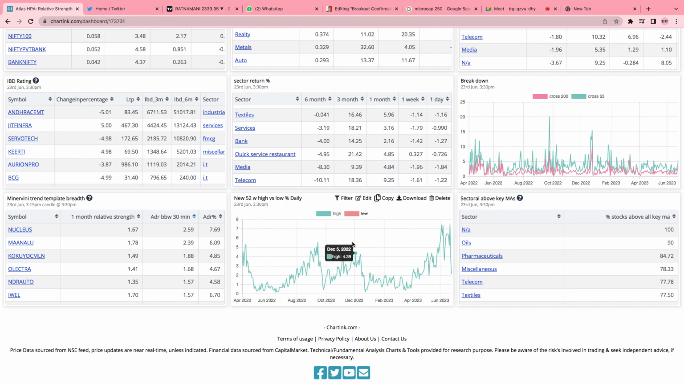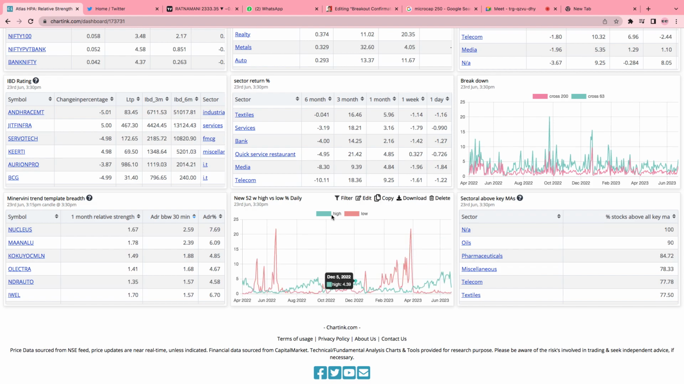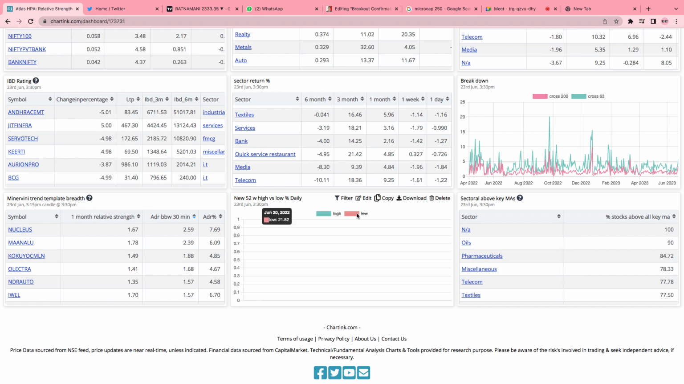This one is again the total net 52-week high versus 52-week low. You can already see that stocks were making higher highs and higher lows in 52-week highs, but the day before yesterday it made a new low, which is lower than the previous low. Which means that the bearishness is setting in. Similarly, if the stocks making 52-week lows increase, that means the bearishness will be increasing.